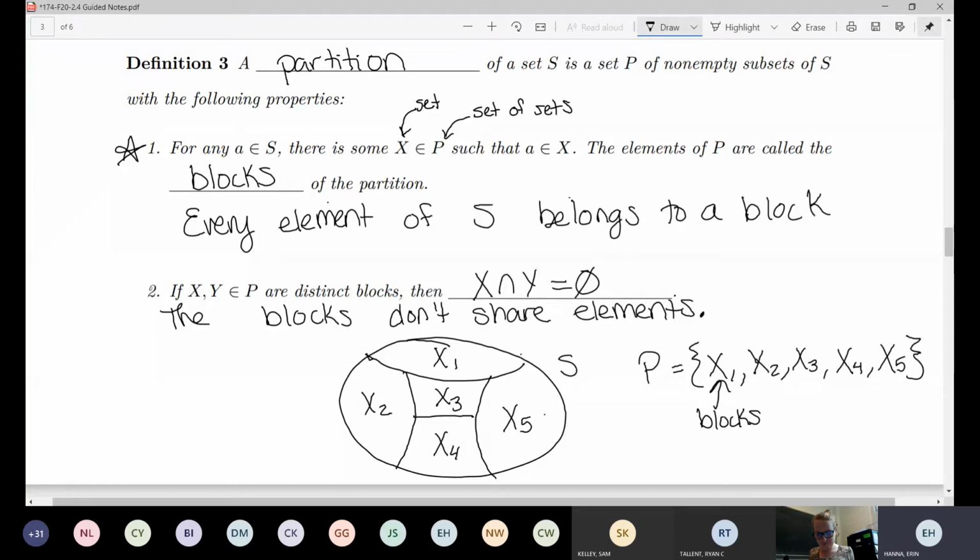Oh, my camera froze. Not that the camera really matters, I think, because it's so tiny, but anyway.